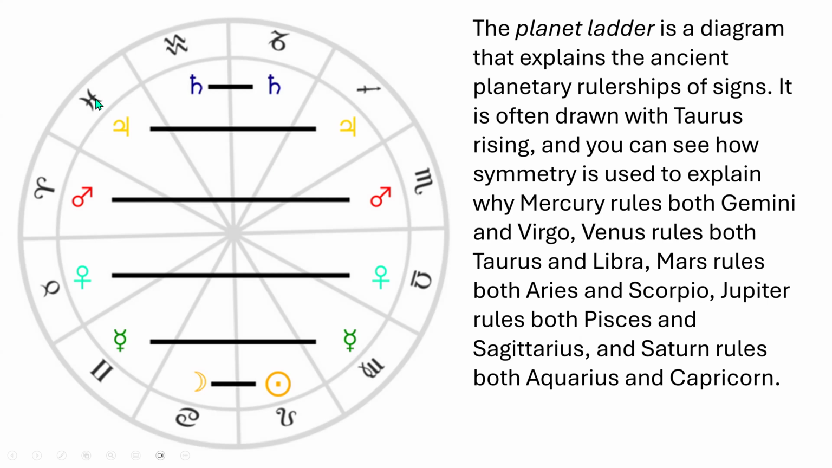And then we have Pisces and Sagittarius, both ruled in ancient times by Jupiter. Then we have Aquarius and Capricorn, both ruled by Saturn. These are before the discovery of Uranus, Neptune, and Pluto. Okay, so long ago, the symmetry that you see in this diagram was used to explain why planetary rulerships are the way they are.